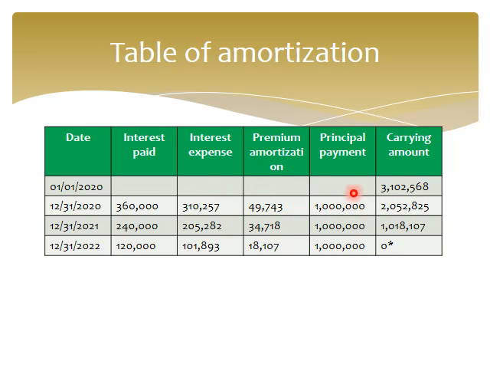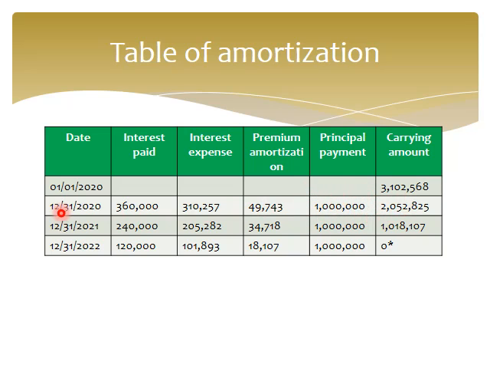So, ngayon, yung 3,102,568, mababawasan niya ng premium amortization. Note na pag ina-amortize natin si premium, nababawasan si carrying amount ni bonds payable. Kasi nga, ina-amortize natin itong 102,568 na sobra dun sa face amount. So, nababawasan to ng 49,743 and at the same time, nababawasan sa ng 1 million na principal payment kasi nakabayad tayo ng 1 million.